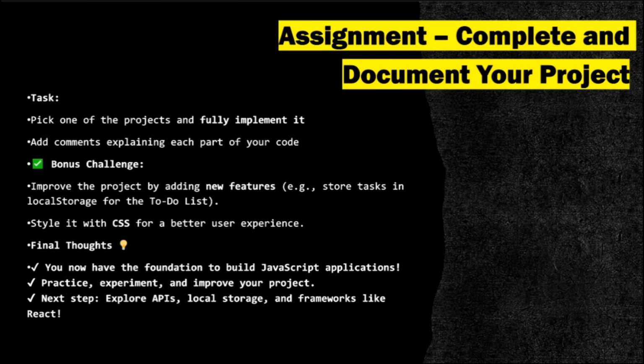So I'm going to challenge you to complete and document your project. This is a task. Pick one of the projects and fully implement it. Add comments explaining each part of your code. And a bonus challenge, improve the project by adding a new feature, for example, storing tasks in local storage for a to-do list. Regarding these 3 projects, you can update them and style them with CSS for a better user experience.